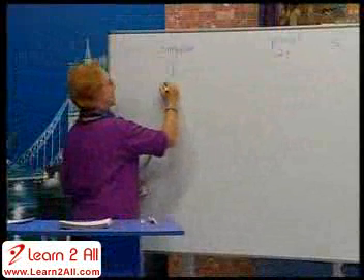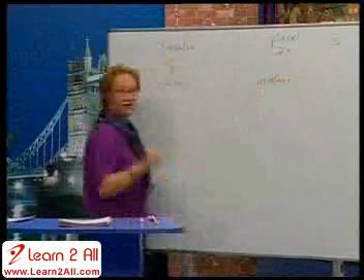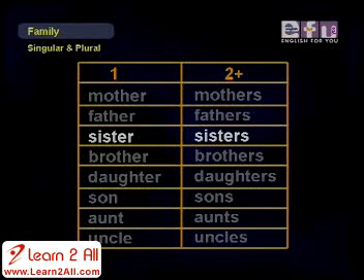Now, look. Mother, mothers, father, fathers, sister, sisters, brother, brothers, daughter, daughters, son, sons, aunt, aunts, and uncle, uncles.